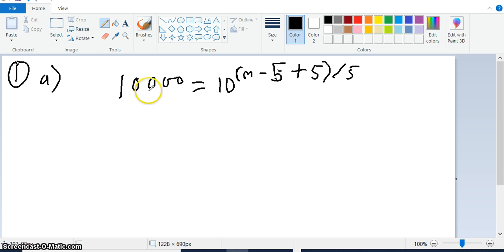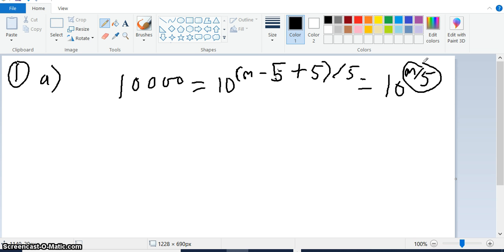I just took the given information. The distance is 10,000 parsecs. We want to solve for little m. We use the absolute magnitude of our sun to be 5. So it's m minus m sub v, which is 5, plus 5. So minus 5 plus 5 obviously is 0, and this simplifies to just 10 to the little m, which is what we're looking for, divided by 5. Remember that's part of the exponent.